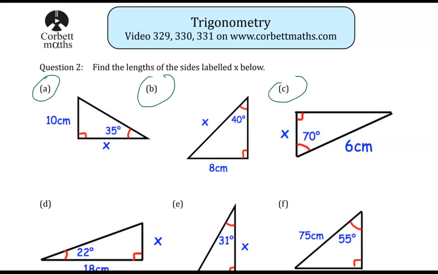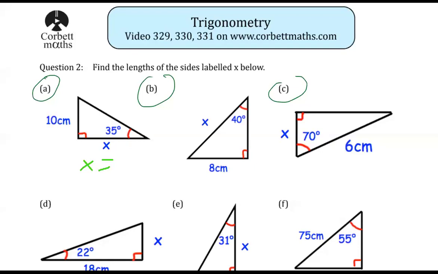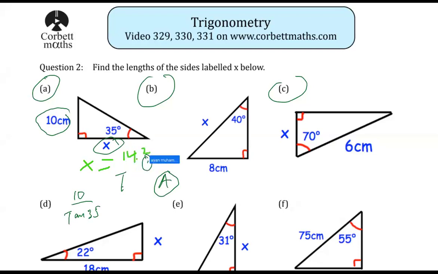Try it. What combines opposite and adjacent together? It's not going to be SOH, it's going to be tan. Then this is tan, and you want to find the adjacent. It's going to be opposite divided by tan 35. Opposite is 10. Tan 35. That's it. Put it in the calculator. That is very straightforward. That's really the process. 14.281. Yeah, that's all.